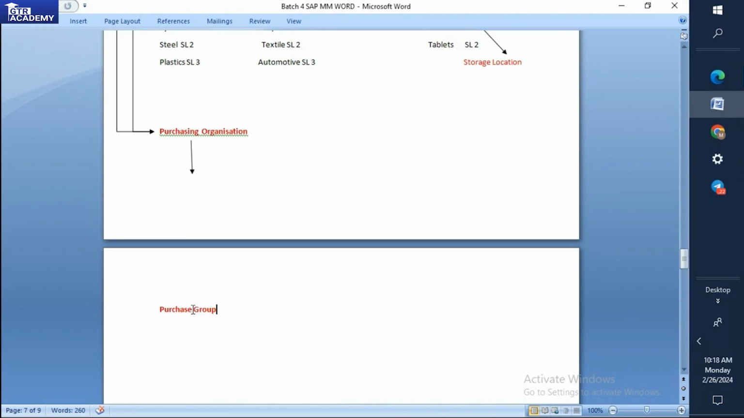Okay, got it. It's like ground level stuff. Have you noted down that this purchase group, you have to star mark here?